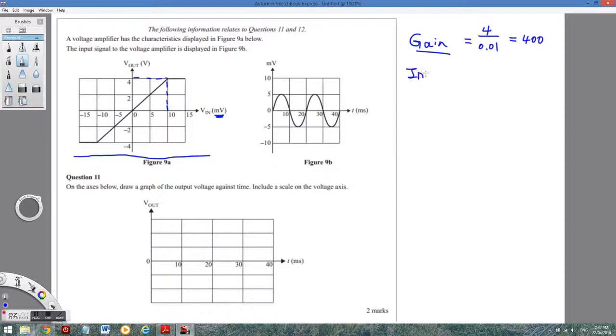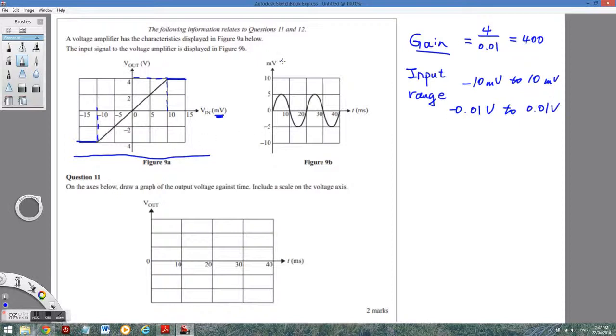Now let's look at the input range. From this diagram, we see a flat line there. So the input range must be from minus 10 millivolts to 10 millivolts. So let's put it properly: it will be minus 0.01 volt to positive 0.01 volt.